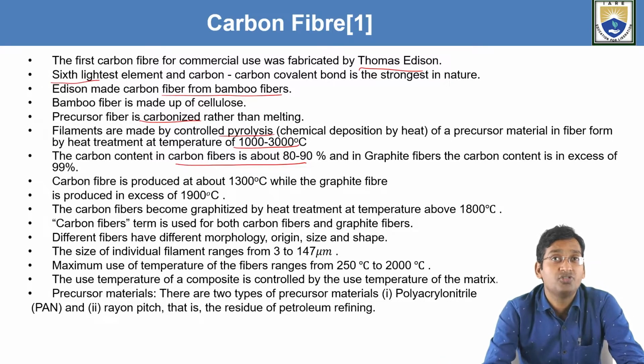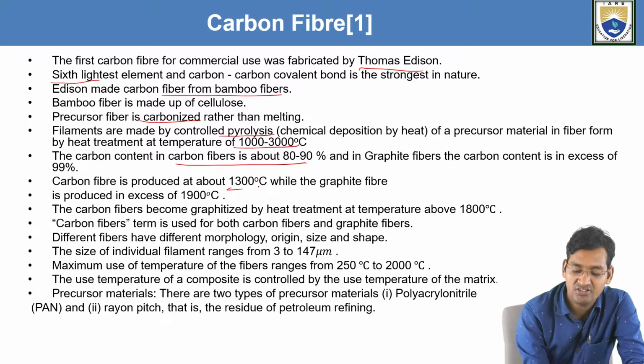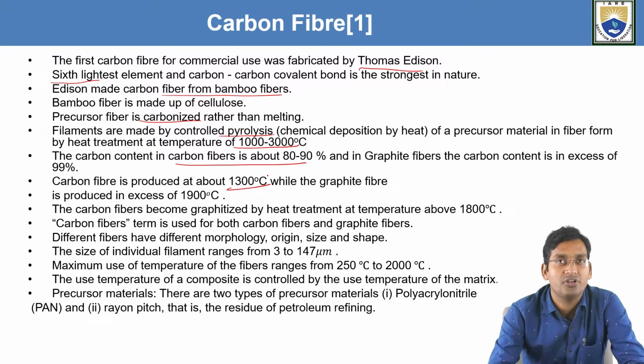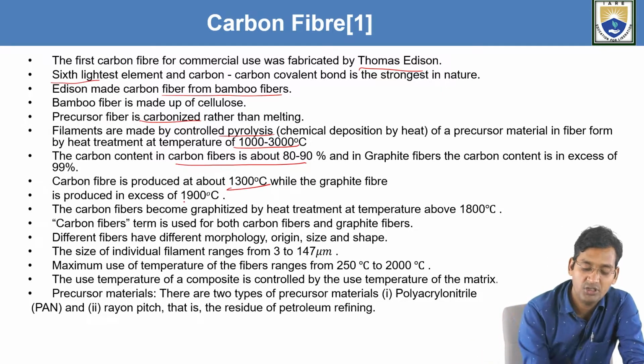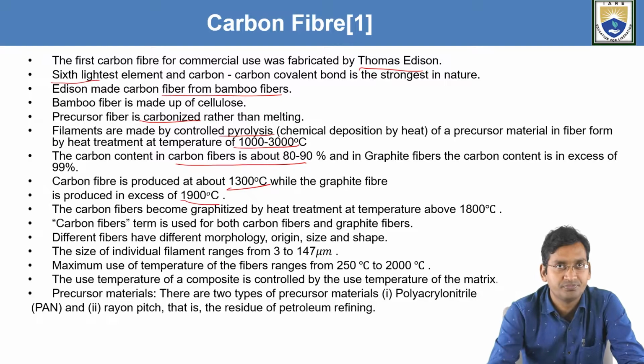Carbon fiber is produced at about 1300 degrees Celsius, while graphite fiber is produced in excess of 1900 degrees Celsius. So at 1300 degrees Celsius carbon fiber is produced, and once you increase the temperature to 1900 degrees Celsius, it converts to graphite fiber.